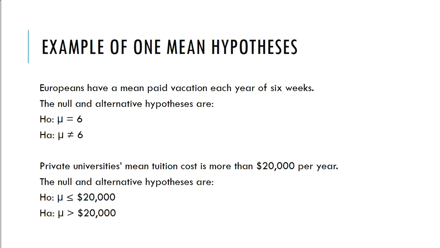Here's another example. Private universities' mean tuition cost is more than $20,000 per year. All right, so it's saying that tuition costs more than $20,000 per year. It has nothing to do with the equality sign. So in my alternative, I'm going to put the mean is greater than $20,000. So what would that make my null? Well, that would make my null that the mean is less than or equal to $20,000. I know these are kind of confusing, but if you play with them, you'll start to see how they go and get the rhythm for them.